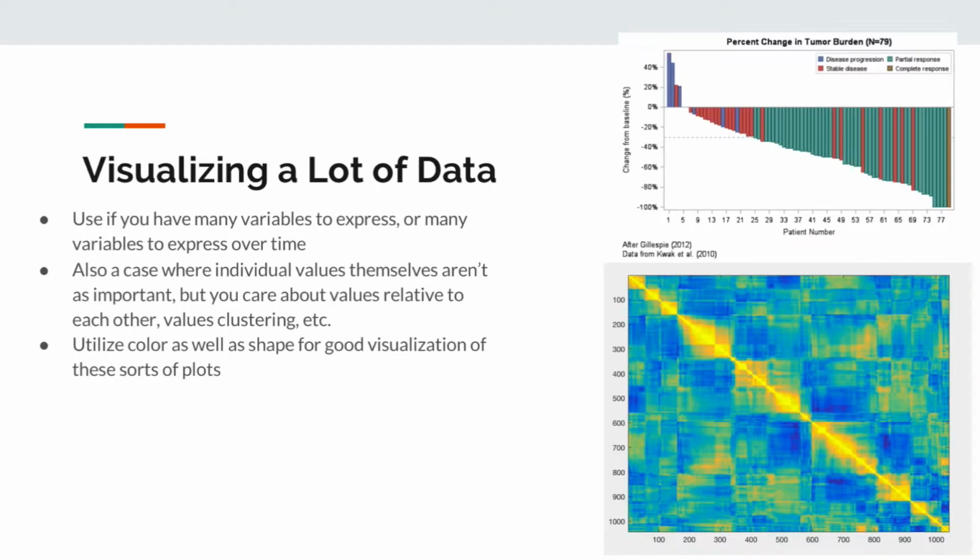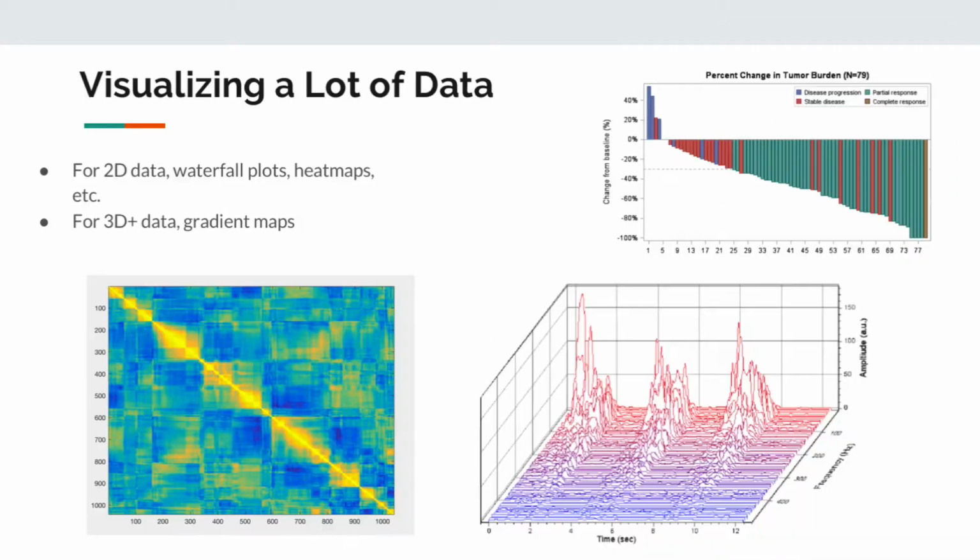And then you can be visualizing a lot of data. You would be using this if you have many variables to express, or many variables to express over time. Also a case where individual values themselves aren't as important, but you care about values relative to each other, or values clustering in certain ways. You want to utilize color as well as shape for good visualization of these sorts of plots.